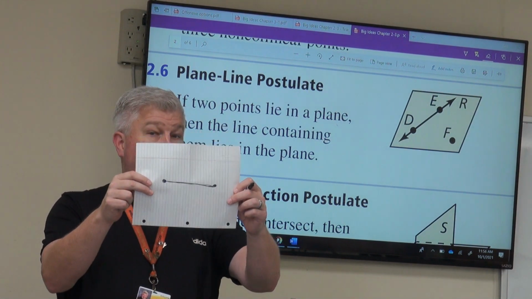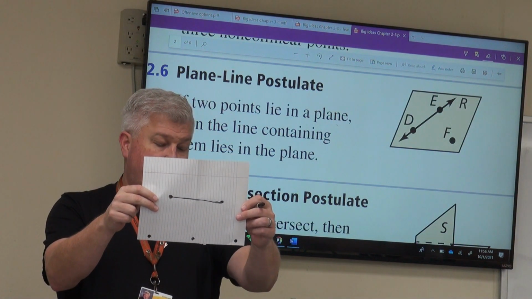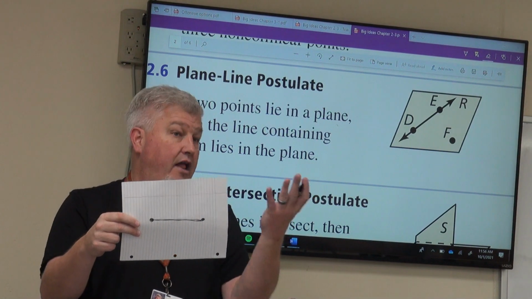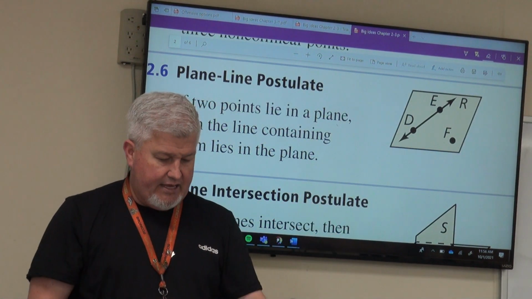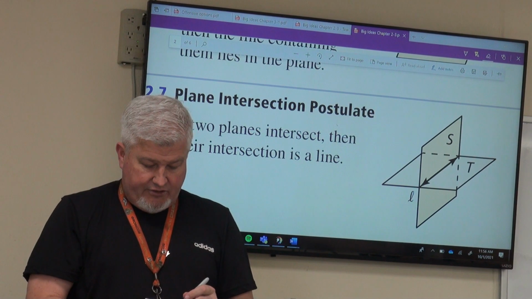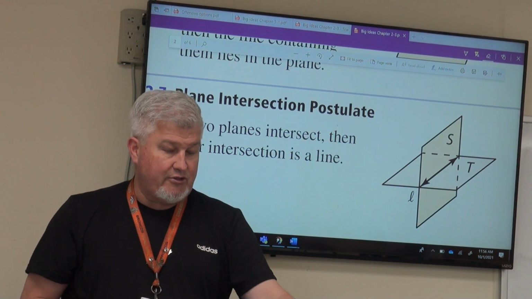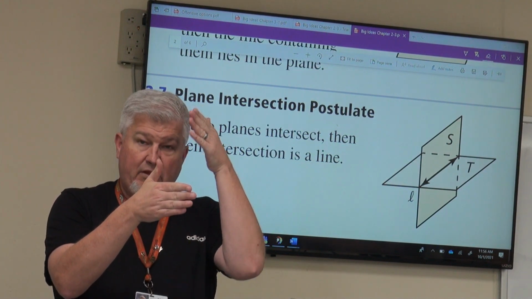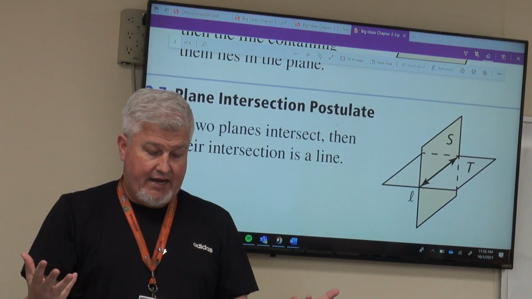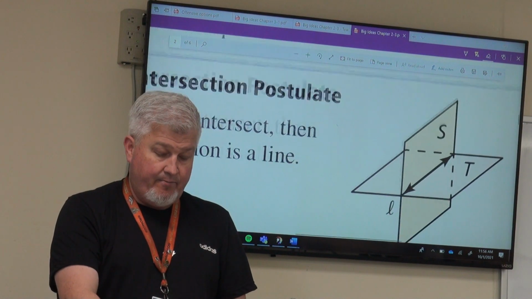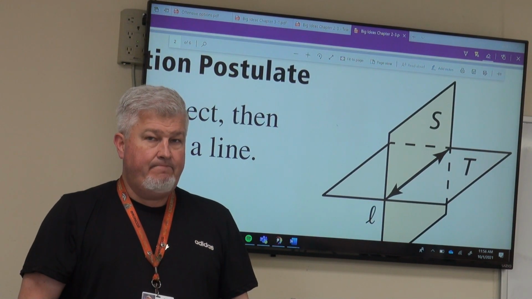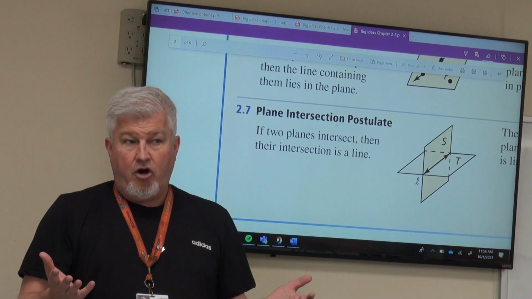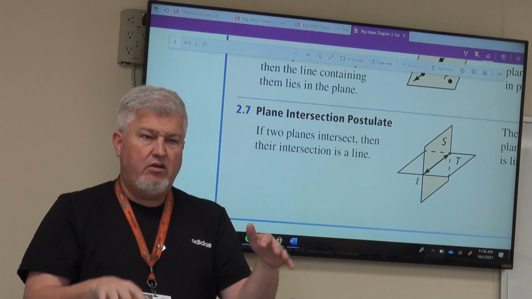What the plane line postulate states is that if 2 points lie in a plane, and I connect them with a line, that line also exists on that plane. Really obvious. This last one, you already know as well. The plane intersection postulate: where 2 planes cross, they form a line. In this drawing, the line is line L. Those are the 7. None of them are groundbreaking. Almost everything, if not all of you already know, or it makes sense.